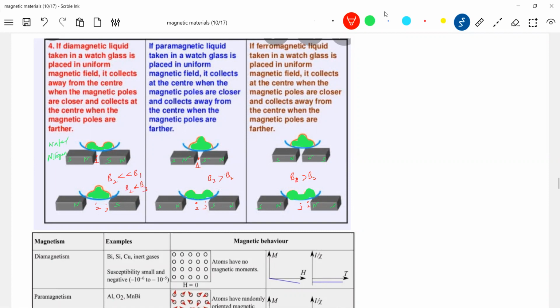Within some five to ten minutes, they were able to notice this and categorize the substance. So what are the diamagnetic substances? Bismuth, silicon, copper, water, nitrogen. All these are examples of diamagnetic substances. What about paramagnetic substances? Paramagnetic substances are aluminum, oxygen, calcium, sodium. All these are examples of paramagnetic substances.